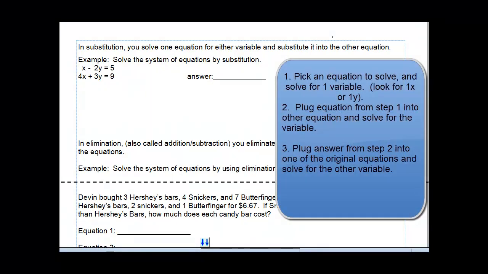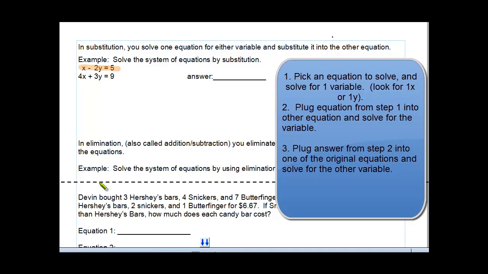Pick an equation to solve for one variable. Look for one x or one y. Plug the equation from step 1 into the other equation and solve for the variable. Plug the answer from step 2 into one of the original equations and solve for the other variable.